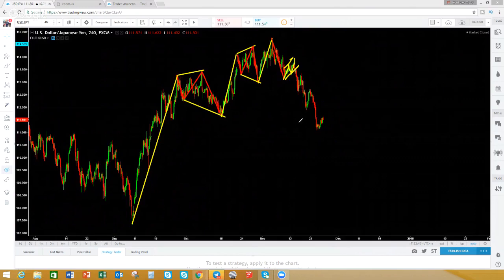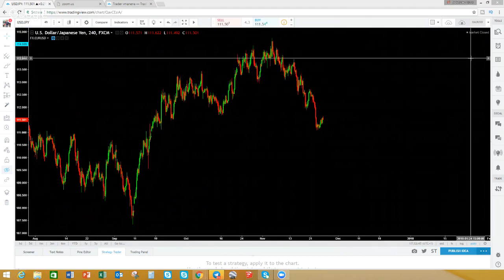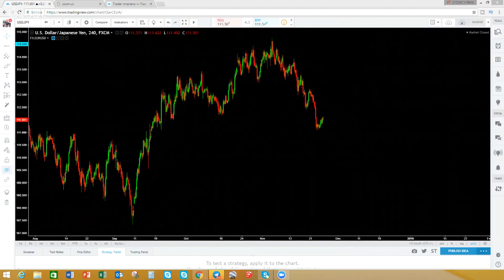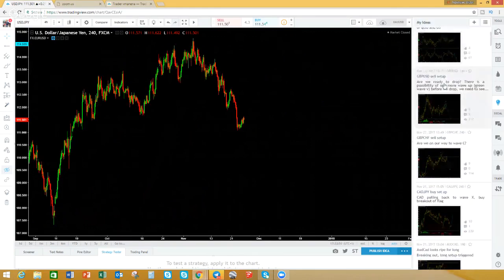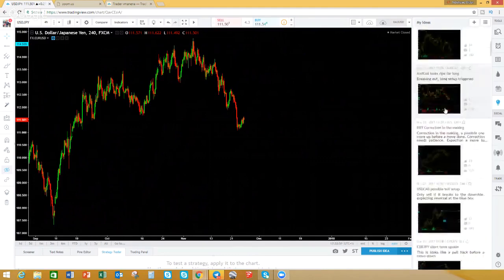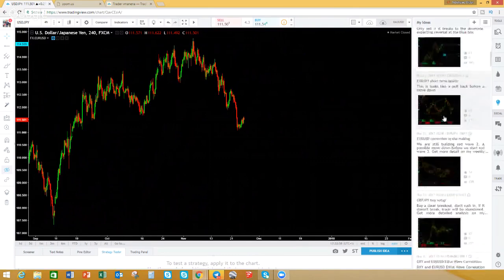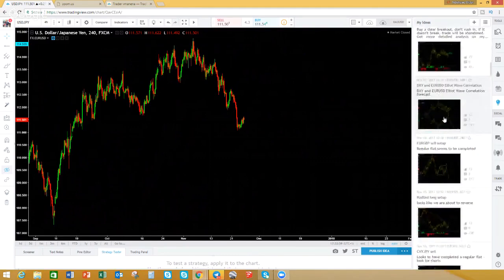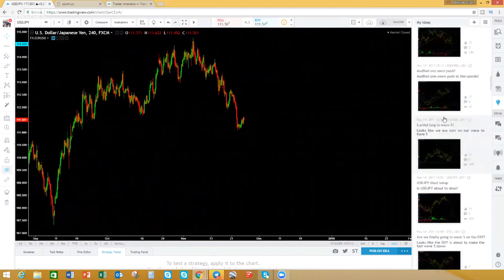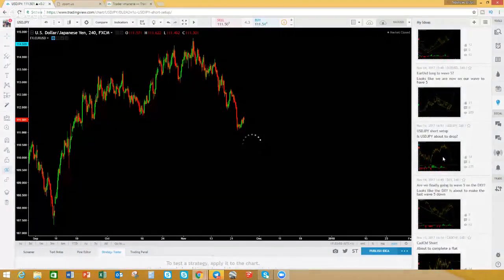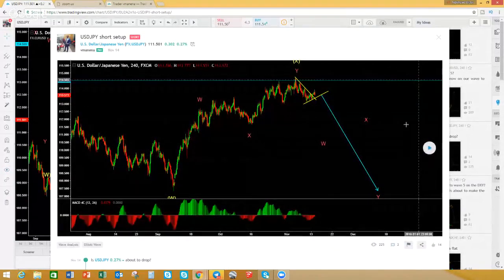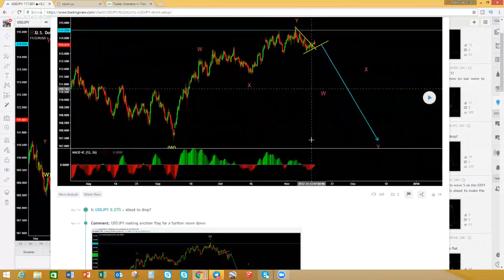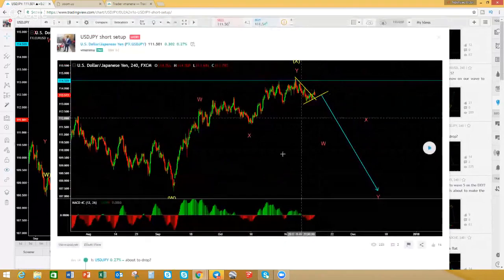So every time it corrected, I kept posting. So you can see here the post I sent on TradingView. This is a clear structure. So let's just see if we can find that chart. US dollar JPY. See if I can find it quickly. There we go. So if you're on TradingView and you're following me, and if I post a chart, what I do is I keep posting updates on that specific chart.